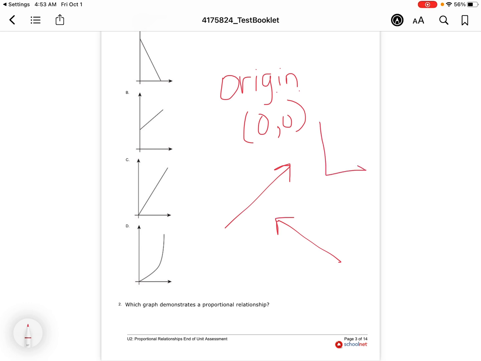So in this case, the origin is in the corner. Okay, so D has a curved line. C goes through the origin as a straight line. B does not go through the origin. A does not go through the origin. So the correct answer was C.